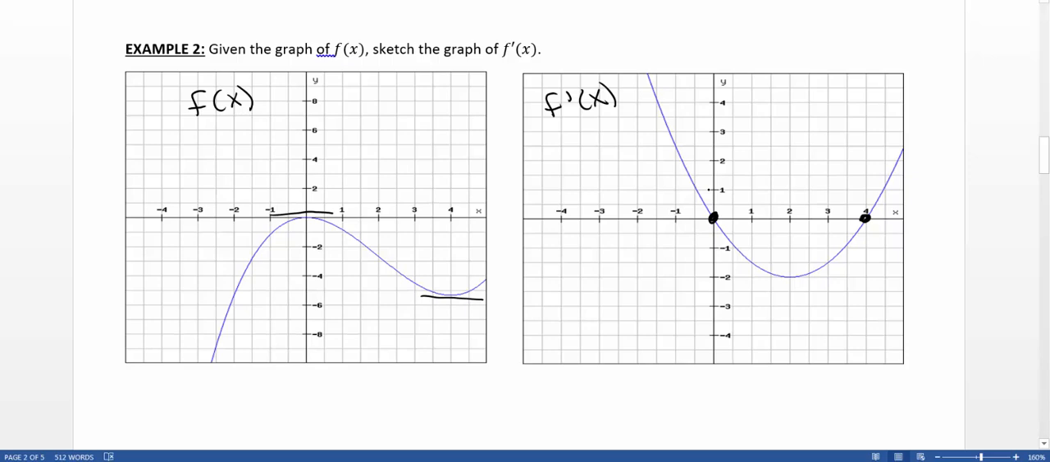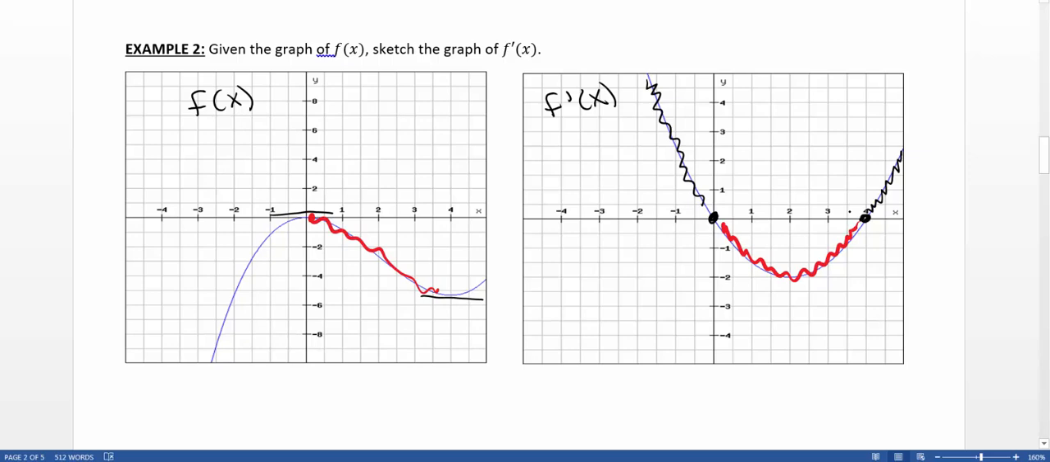Now we said we were increasing from negative 2.75 until 0. And if we're increasing, that means we need to be above the x-axis. We need to be positive. We also said the derivative would be positive from 4 to 5. Then from 0 to 4, my function was decreasing. And if my function is decreasing, that means my derivative needs to be negative. So here from 0 to 4, I was decreasing, which means I need to be below the x-axis here.